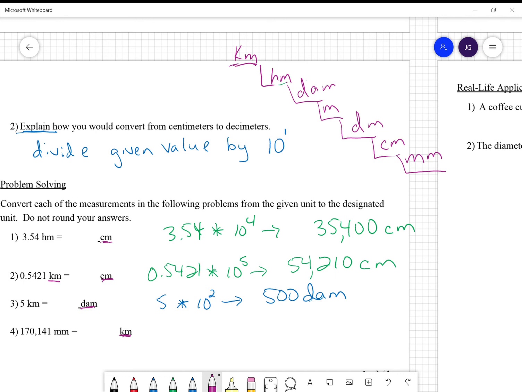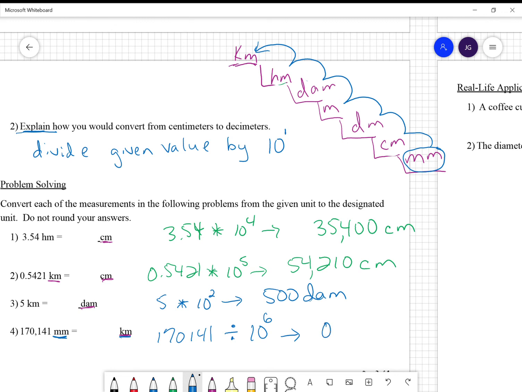Okay, the last one, I am going from 170,141 millimeters to kilometers. Millimeters is here. I'm going 1, 2, 3, 4, 5, 6 steps up. 170,141 division, because I'm going up, by 10 to the 6th. That is 0.170141 kilometers.